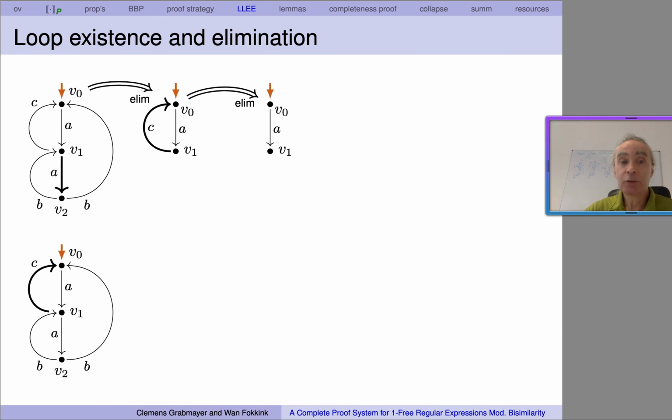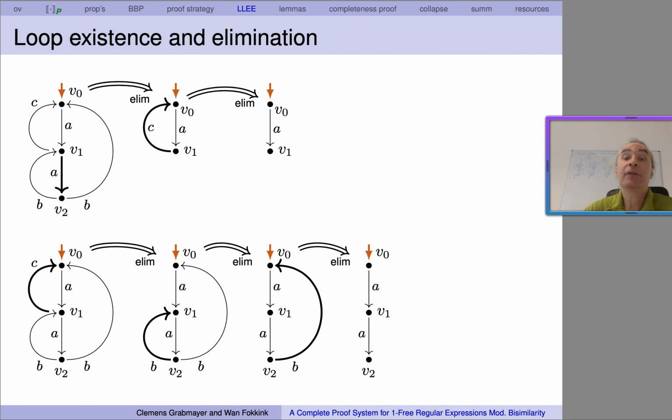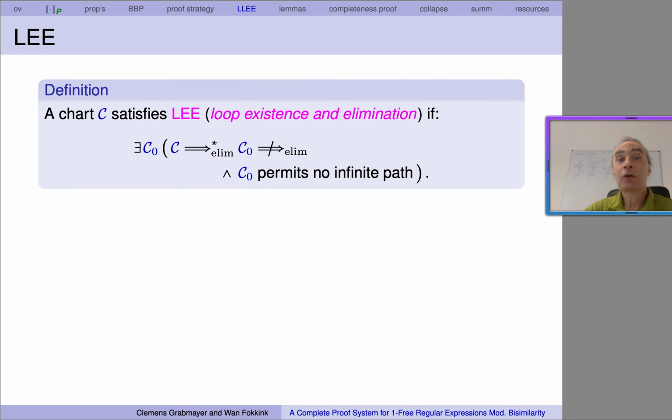In the same chart, we could eliminate loop subcharts in a different way, in a first step, a second step, a third step, and then reaching this different chart that does not have an infinite path. Now the loop existence and elimination condition holds for a chart if and only if this chart transforms by a sequence of loop subchart eliminations to a chart C0 that is a normal form and that does not permit an infinite path.